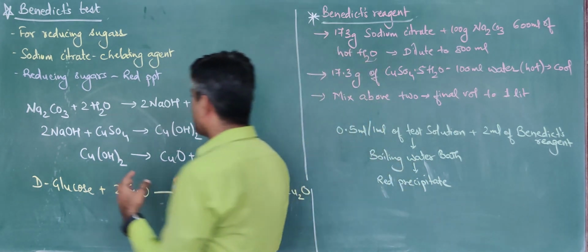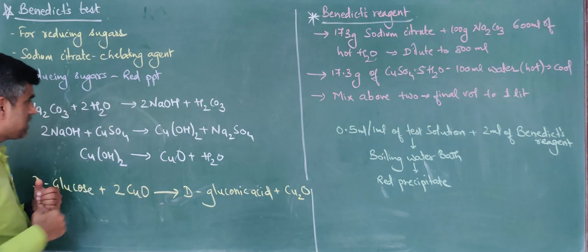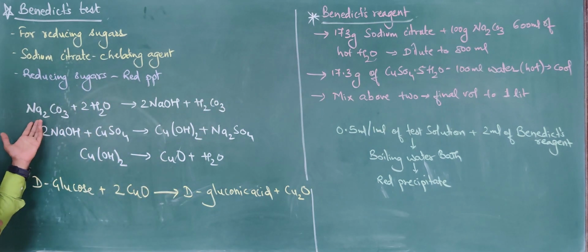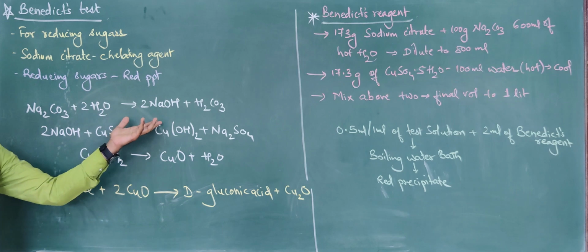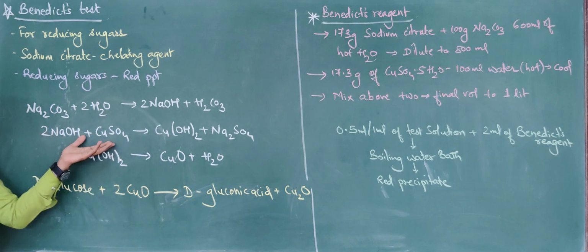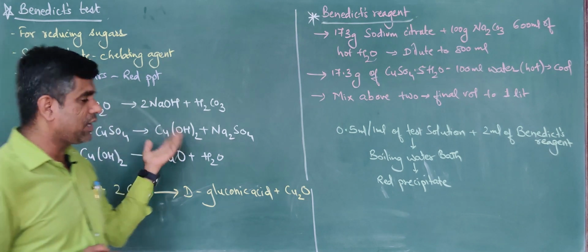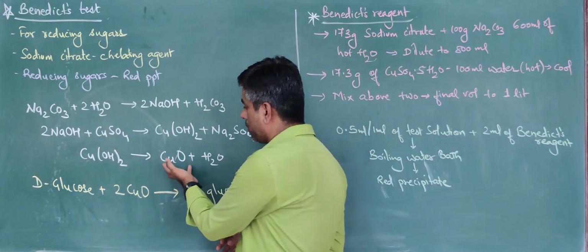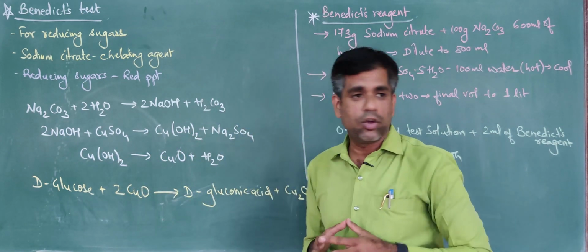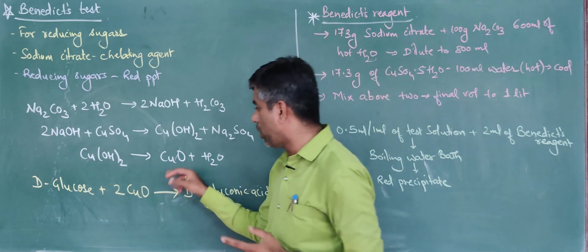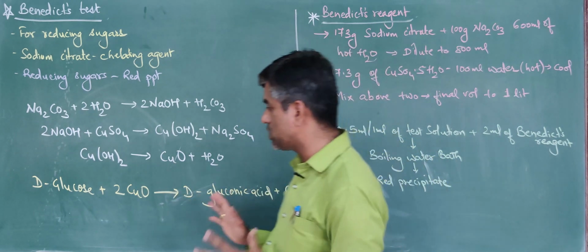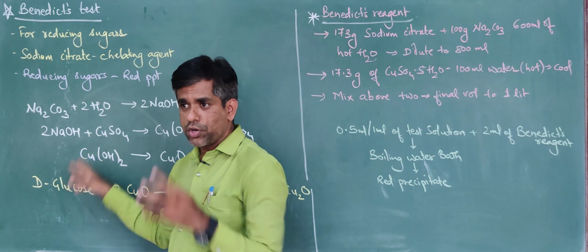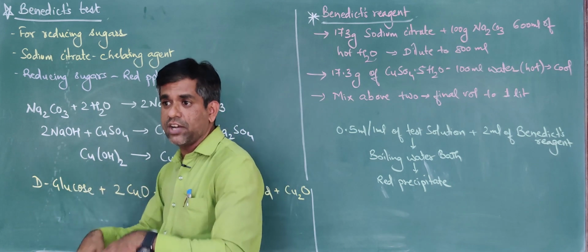So if you look at the series of reactions which take place, your sodium carbonate reacts with water to form sodium hydroxide, which will react with copper sulfate to form cupric hydroxide. This cupric hydroxide will dissociate to form what is called your cupric oxide. And this particular cupric oxide now, as you can see, in the presence of the reducing sugar, your reducing sugar, as I told, itself will get oxidized.